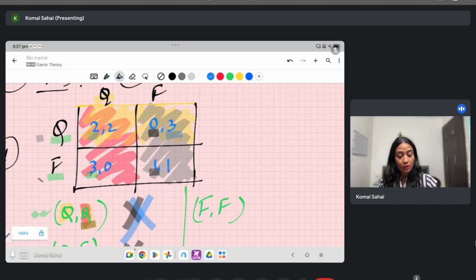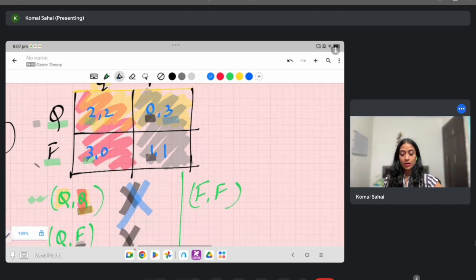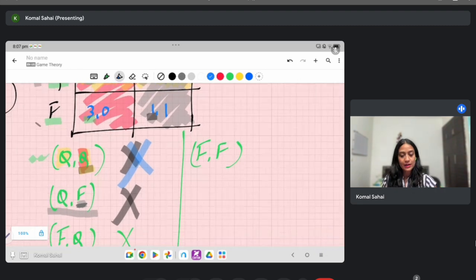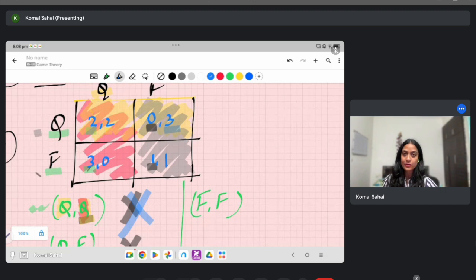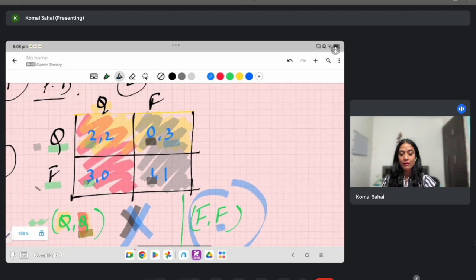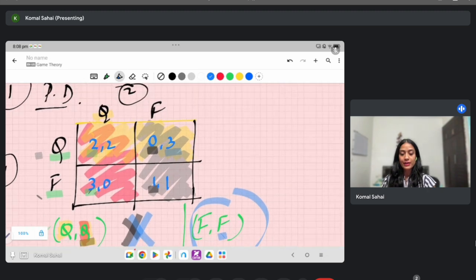Alright? So now from player one's perspective, let's start there, right? So what is player one's perspective? Player one sees that in this action profile, player two is choosing Fink. So where are we now? Player two is choosing Fink. That means we are here. Correct? Player two is choosing Fink.